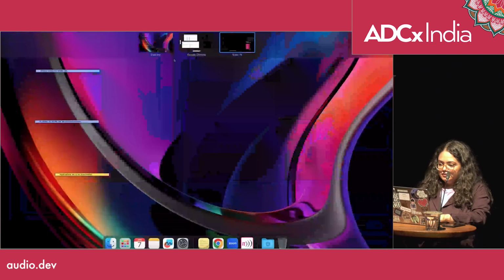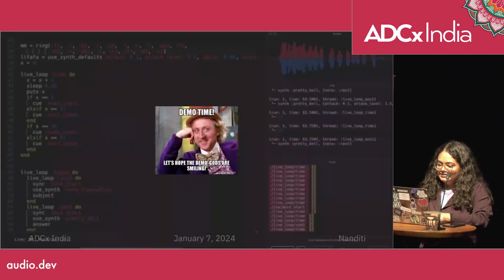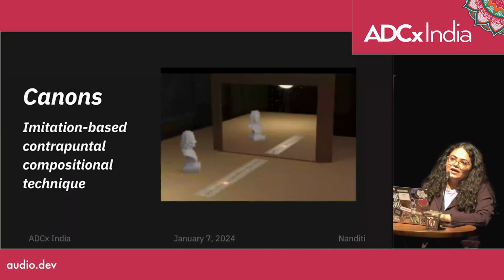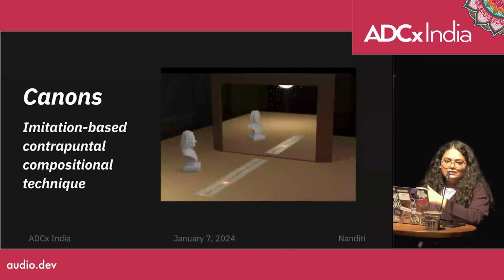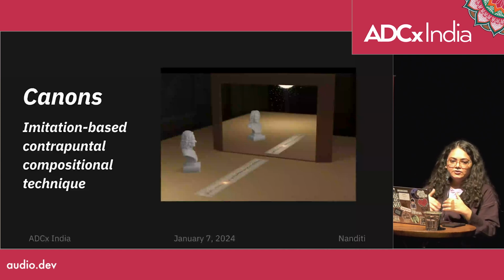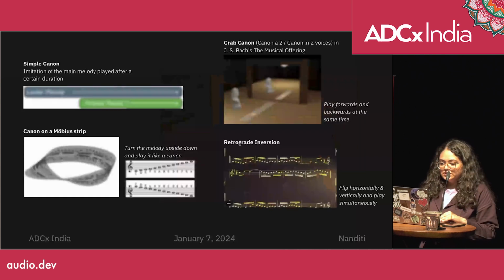Yeah, and then the final thing, I mean, not final, but for this demo, of course, it is. We have canons, which started in the Baroque era of Western classical music. Like I said, it's an imitation-based contrapuntal compositional technique where you have a main melody and then you use an imitation of that melody and play it together with the main melody. You could play it after a few beats or you could play it together. There are different ways to do it. So there are many types of canons. And Bach was very popular for making this kind of music.